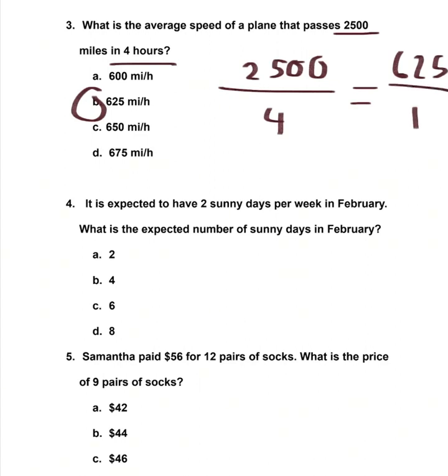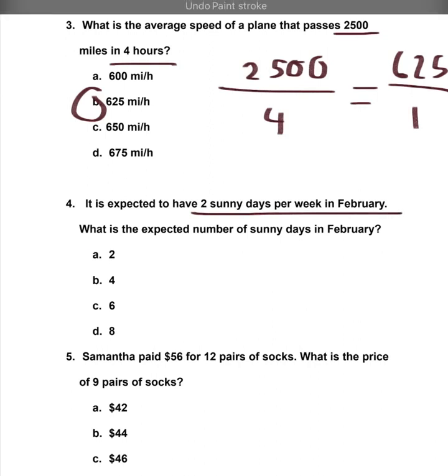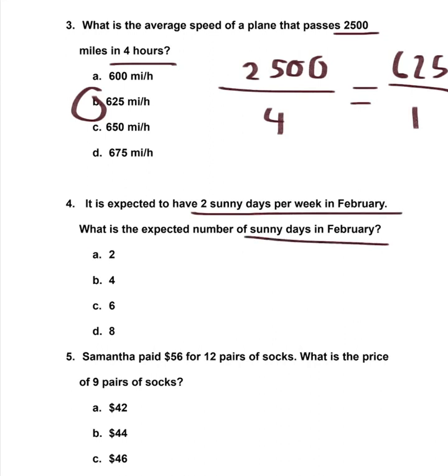It is expected to have 2 sunny days per week in February. What is the expected number of sunny days in February? So February has 4 weeks, and because it's 2 sunny days per week, you would do 2 times 4, which is equal to 8.